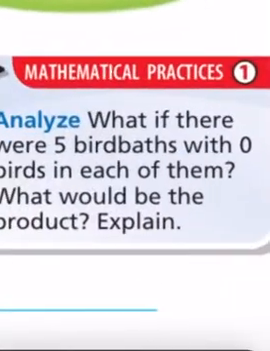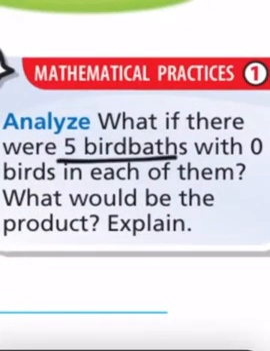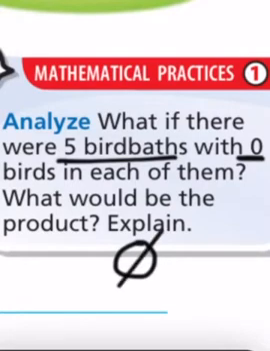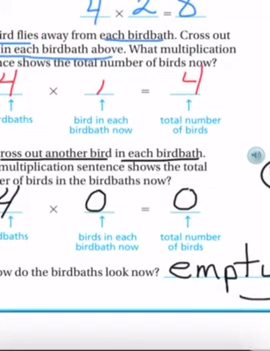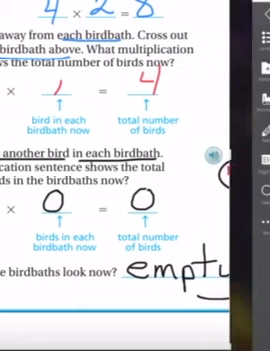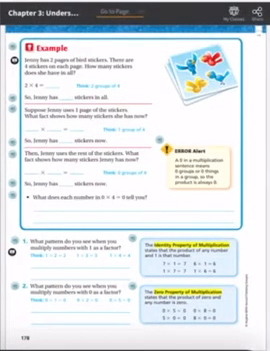And then it says here, what if there were 5 bird baths with 0 birds in each one? What would be the product? The product would be 0. You have 5 baths with no birds in any of them, so that means we have no birds. 5 times 0 is 0, just like 4 times 0 is 0. Wonder if there's a pattern there. Let's find out. Next page.